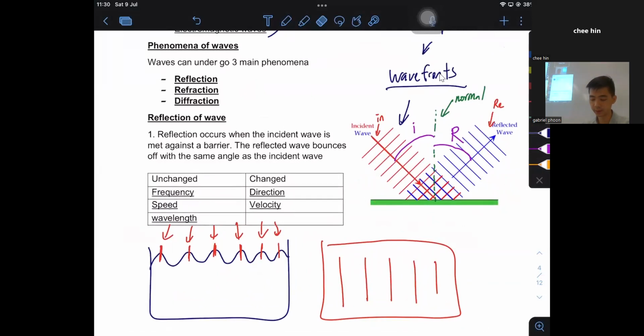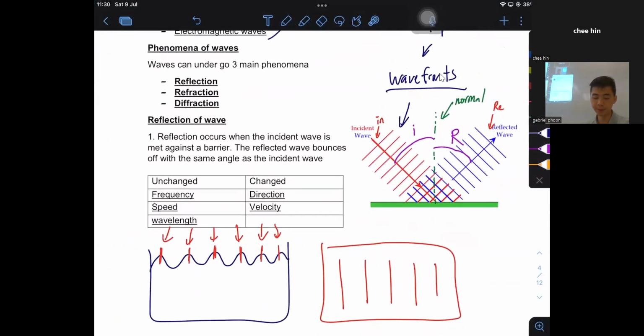This is okay. So from here, the statement is very straightforward, right? Reflection occurs when the incident wave is met against a barrier. This is the incident wave, this is the barrier. The reflected wave bounces off with the same angle as the incident wave. This is the incident angle, this is the reflected angle.